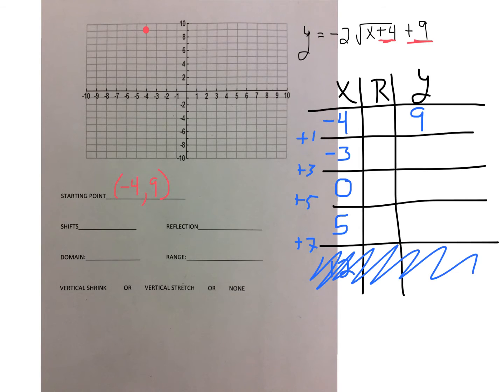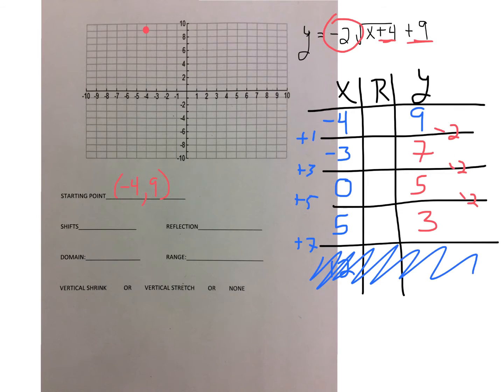Alright, now let's do the y's. We're going to start at 9. My a value is -2, so I'm going to be minusing 2 every time. So 9 minus 2 is 7. 7 minus 2 is 5. 5 minus 2 is 3. Okay, so here we go.